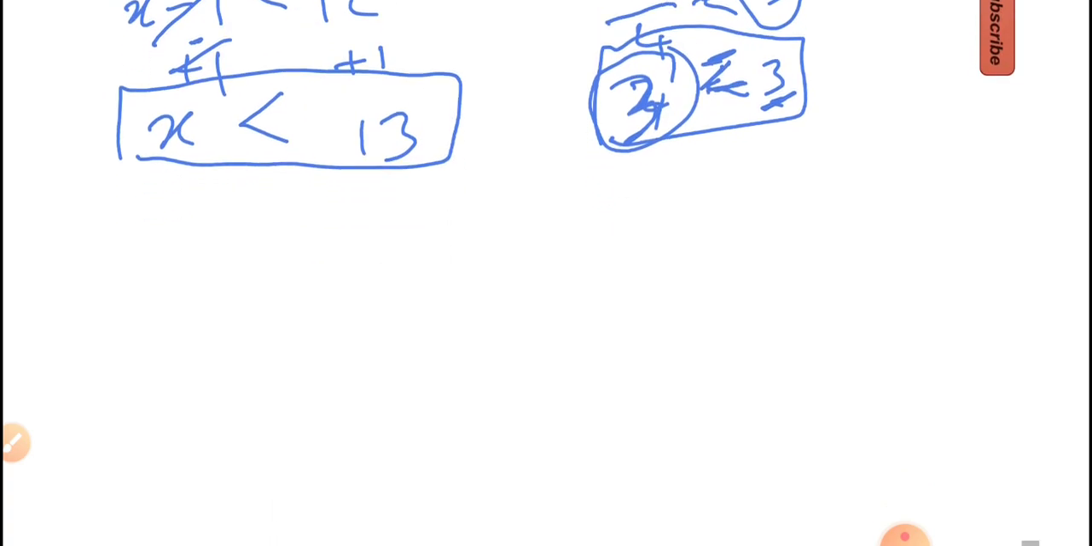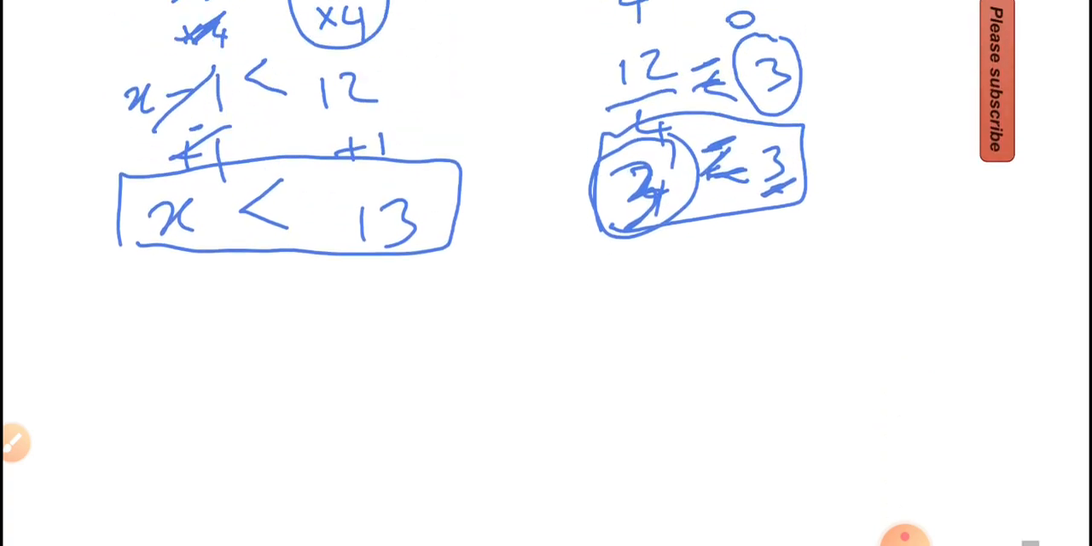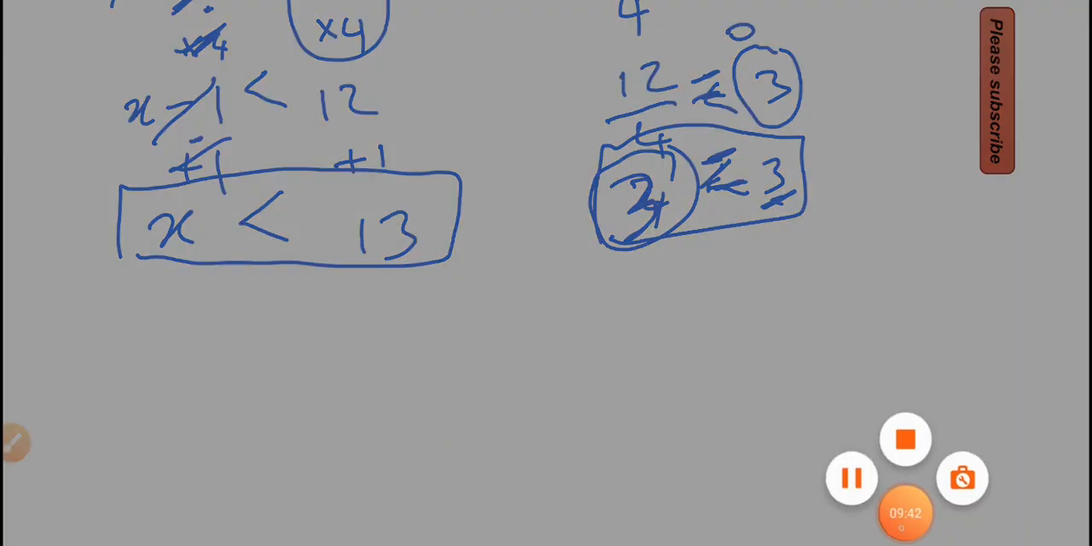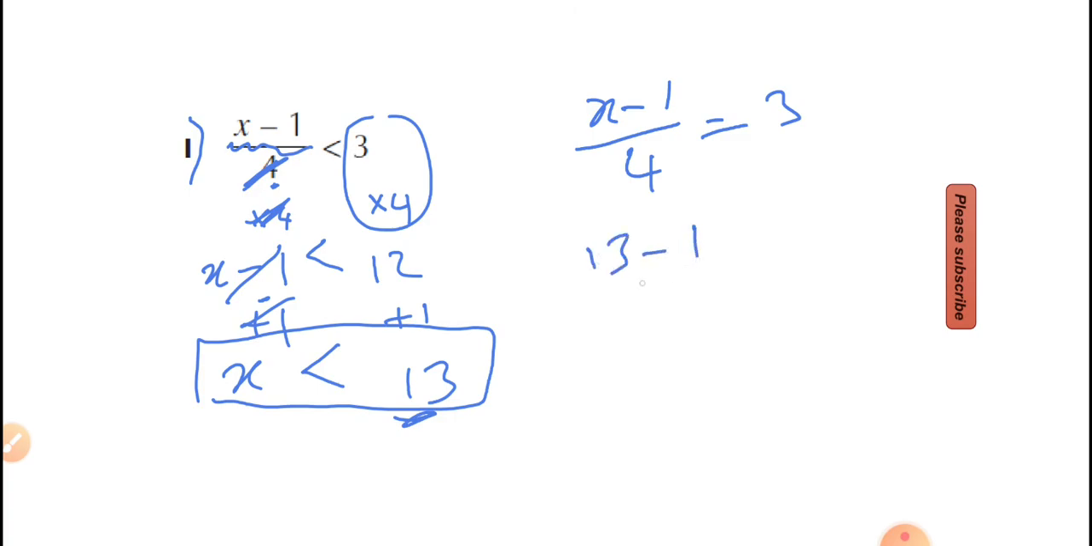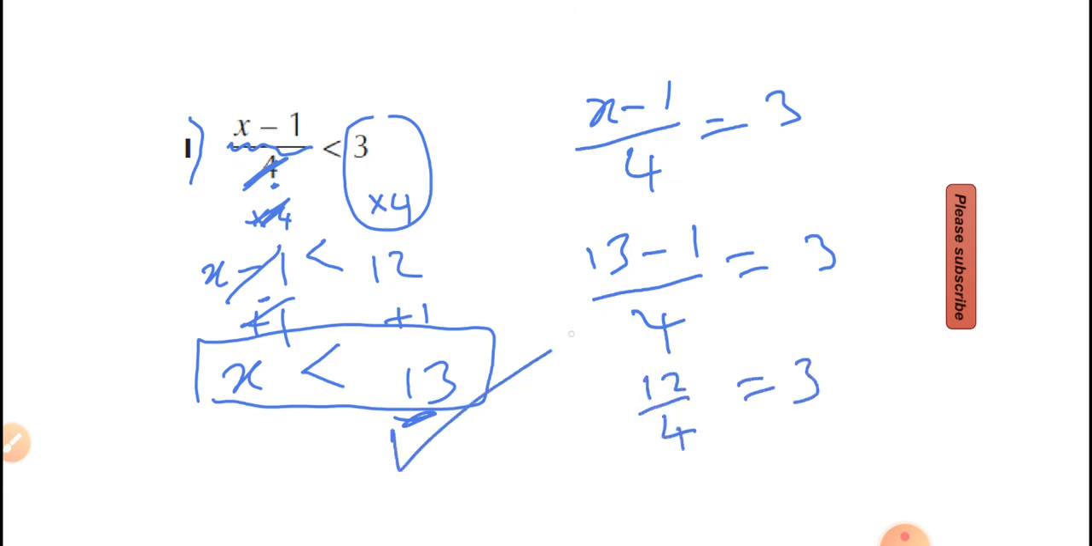So I'll explain that one more time, maybe it wasn't clear. So we knew x was less than 13. So when you're substituting and checking the answer, just treat it as an equation. So x minus 1 over 4 has to be equal to 3. Now what do we say x was? We said x has to be a number less than 13. So let's just use 13. So 13 take away 1 divided by 4 has to be equal to 3. 13 take away 1 is 12, so 12 divided by 4, is that equal to 3? Yes, it is. So that's how we know our answer is correct.